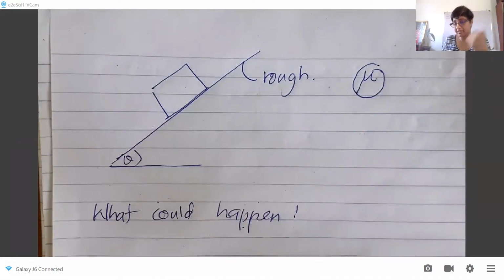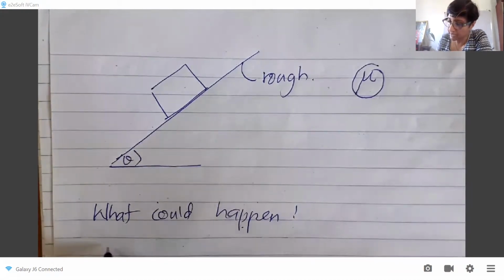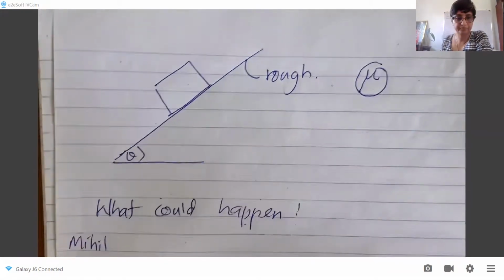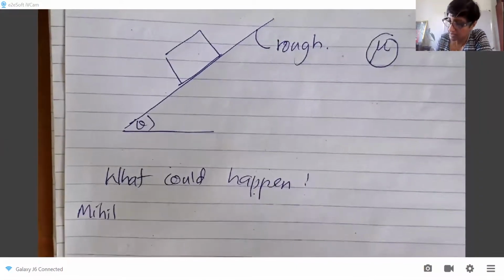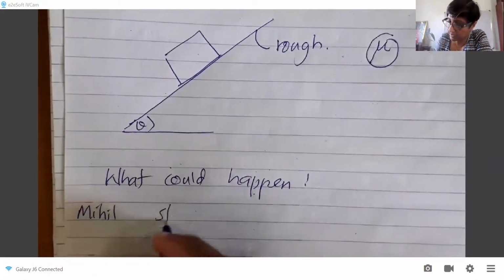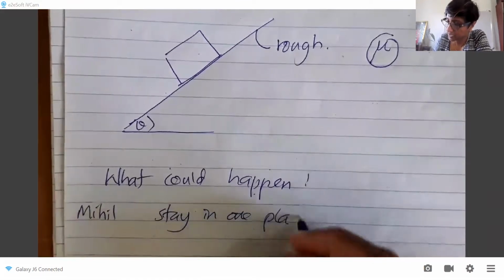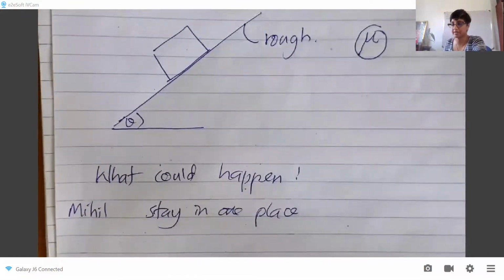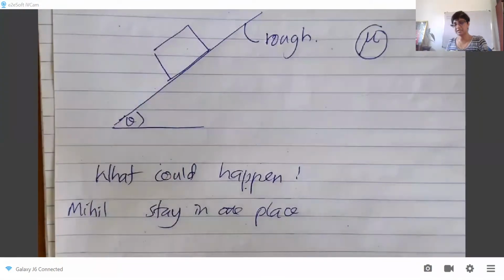For that to happen, if that is a possibility, let's take one by one. So Mihiel said it could stay in one place. I'll just write stay in one place. Under what condition would it happen? What can you say about the forces then? And Malit says either the particle moves or it doesn't. So Malit also has this option. Hatvi says object can remain without moving.